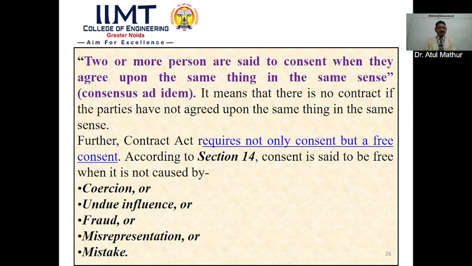Consensus ad idem means that there is no contract if the parties have not agreed upon the same thing in the same sense. Further, the Contract Act requires not only consent but a free consent. According to section 14, the consent is said to be free when it is not caused by coercion, undue influence, fraud, misrepresentation, or mistake.